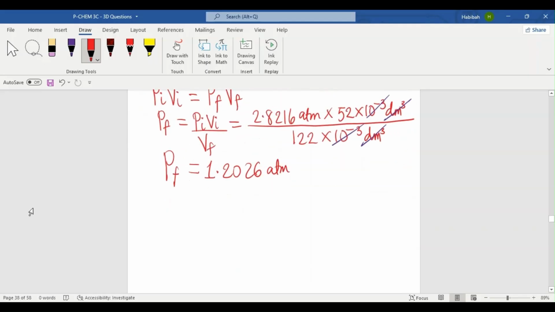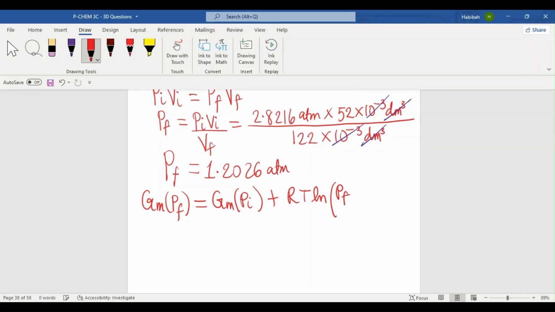Let's remember that we got this formula here. The molar Gibbs energy at final pressure equals the molar Gibbs energy at the initial pressure plus RT ln P final divided by P initial. So the change in the molar Gibbs energy, final minus initial, equals RT ln P final divided by P initial, right? So that's how it's done.